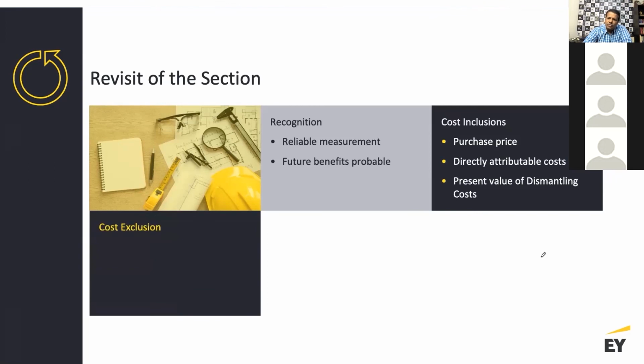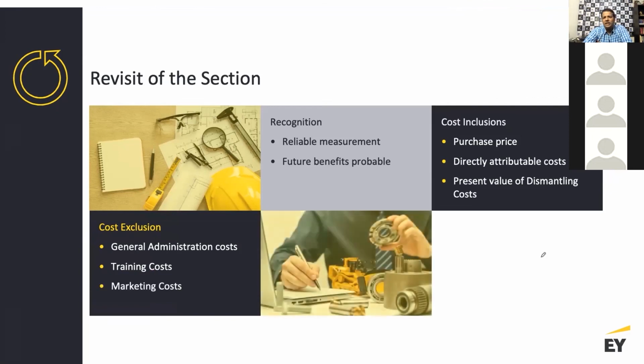Then you look at costs which are to be excluded, which are not supposed to be capitalized. We talked about general administration cost, relocation cost of employees, for example, marketing cost, advertisement cost, and training cost. They are not supposed to be capitalized.